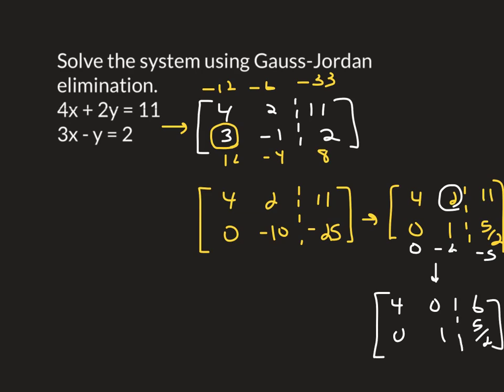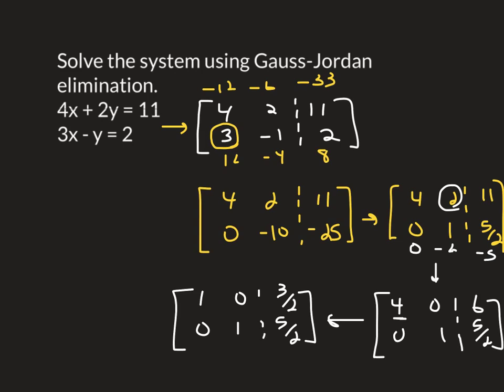All right, now all I have left on the first row is I need that 4 right there to become a 1. So I'm going to divide the whole top row by 4. That becomes 1, 0, 6 over 4. 6 divided by 4 is really 3/2 or 1.5. Bottom row is still the same. And guys, once you get there, you got it.